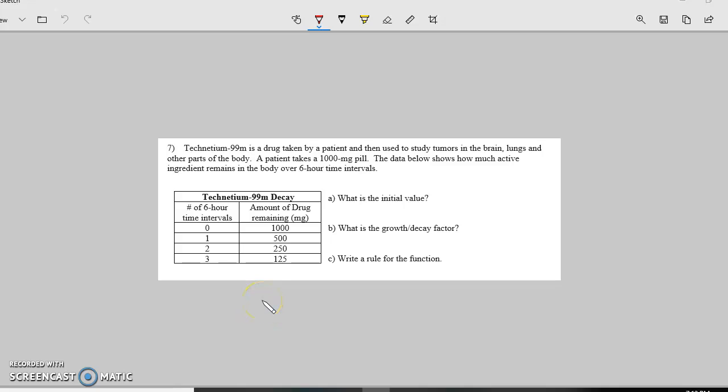All right, here's an example in context. So this is when we're applying our exponential functions to a situation. Technetium-99 is a drug taken by a patient, then used to study tumors in brain, lungs, and other parts of the body. The patient takes a 1,000 milligram pill. So we start at 1,000 milligrams here. The data below shows how much active ingredient remains in the body over 6-hour time intervals.